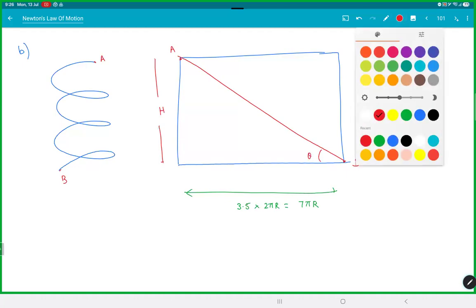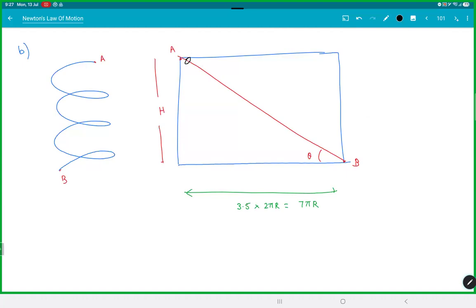And now you kept a ring on this. So basically the ring will simply slide on this. It has become an inclined plane question. This ring will slide down with g sin theta. Tan theta will be h by 7πr.